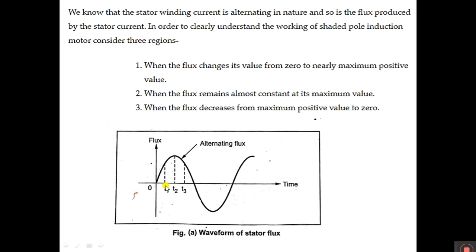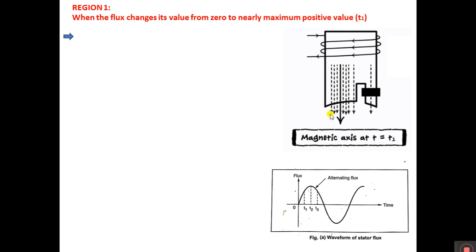One is T1, when the flux changes its value from 0 to nearly maximum positive value. Second one is T2, when the flux remains almost constant at its maximum value. And third one, when the flux decreases from maximum value to 0. So according to these regions, we are analyzing the shaded pole induction motor as follows. Region 1, when the flux changes its value from 0 to nearly maximum positive value. See the diagram. This is the T1 region.